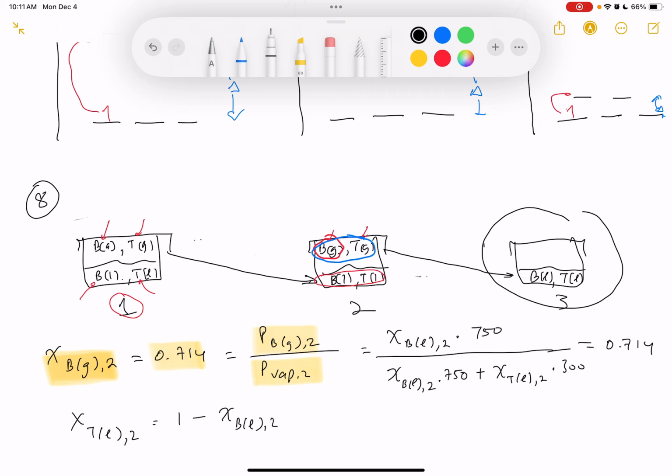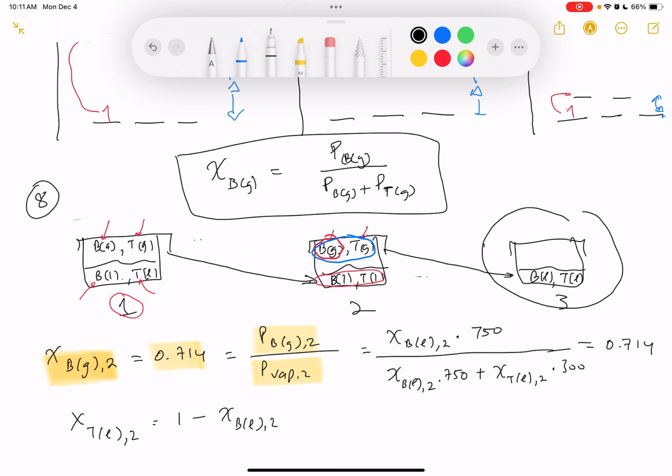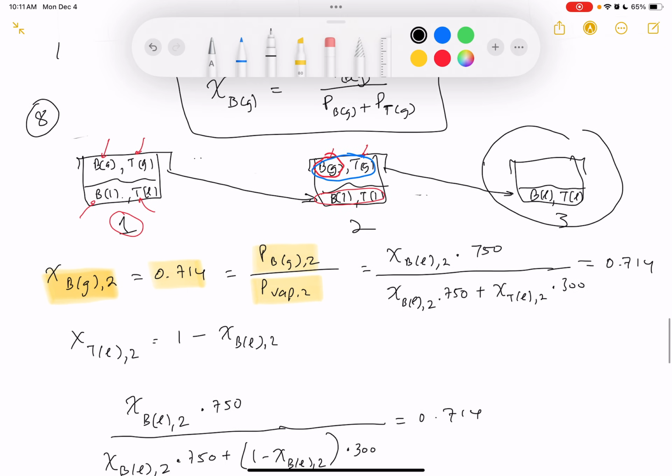So if I want the mole fraction of benzene gas in any mixture of the gases, I would take the partial pressure of the benzene gas divided by the partial pressure of the benzene gas plus the partial pressure of the toluene gas. Since in this case I happen to be talking about container number 2, that's why all of these numbers have 2 next to them, okay? Right? They all have 2 next to them.